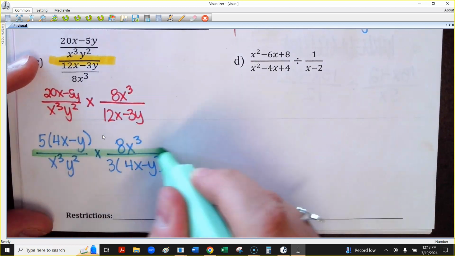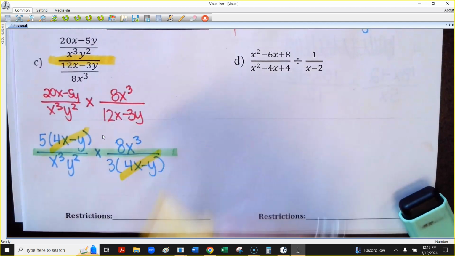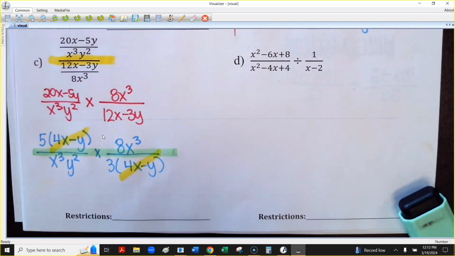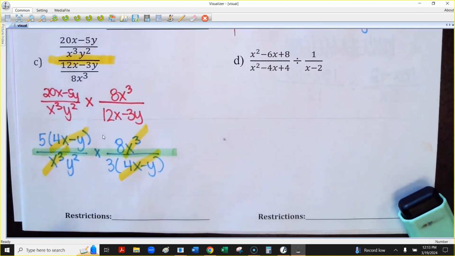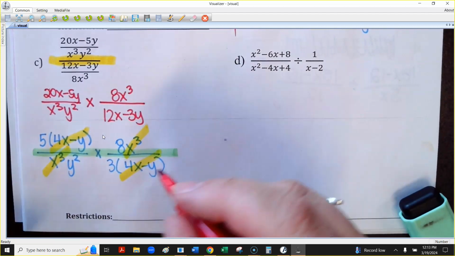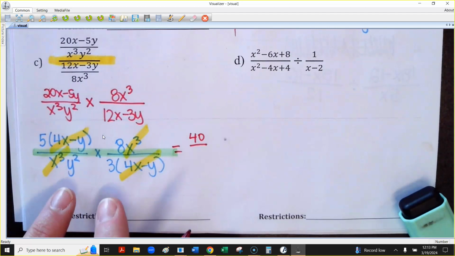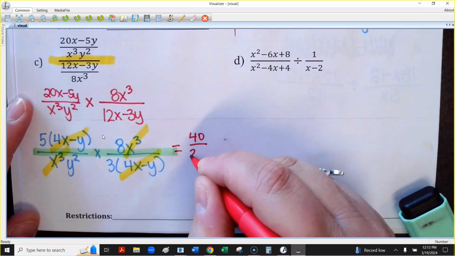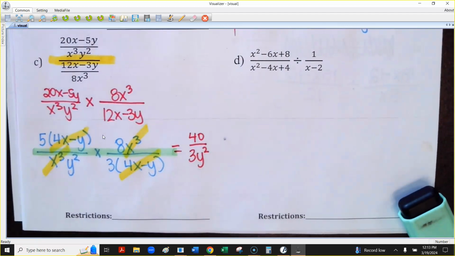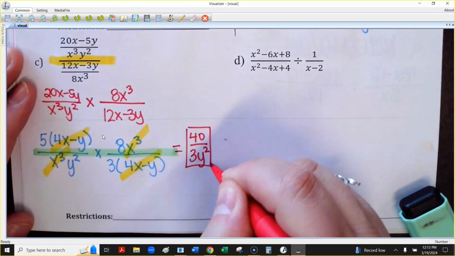And then you guys are noticing, I hope, you do have 4x minus y, 4x minus y. And actually, I have x cubed and x cubed. Now, I have a couple numbers on the top. I have 5 and 8, so I'm going to multiply those. 5 times 8 is 40 across the top. On the bottom, I have a y squared here and a 3 here, so I have to keep both of those. Typically, you put the plain number, the 3, in front. And 40 is not divisible by 3, so that doesn't reduce. So this would be my answer.